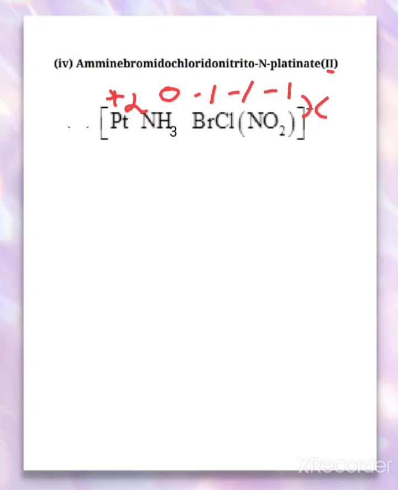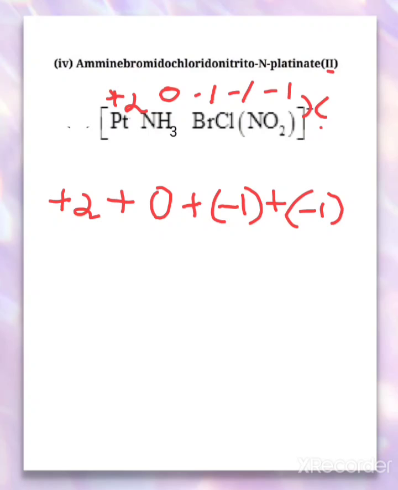Now we'll be making the sum of these, because the overall charge here, that we have kept as x. So we'll be writing like this. +2 is the oxidation state of Pt. Then ammonia's oxidation state, that is neutral, therefore 0. Then Br, it is -1. Then next chlorido, that is -1. Then nitrito-N, that is nitro, it also has -1. So all of that is equal to the x charge.